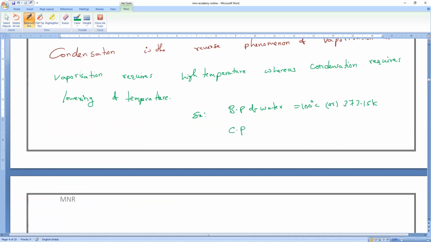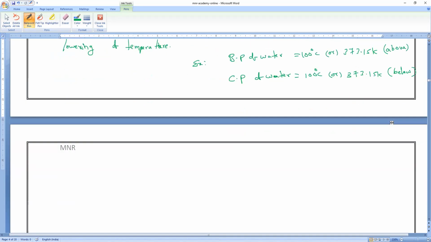In the same way, what is the condensation point of water, which is also equal to how much? 100 degrees Celsius, or 373.15 K. So boiling occurs above 100 degrees Celsius. So condensation, what is that, guys? Below 100 degrees Celsius.